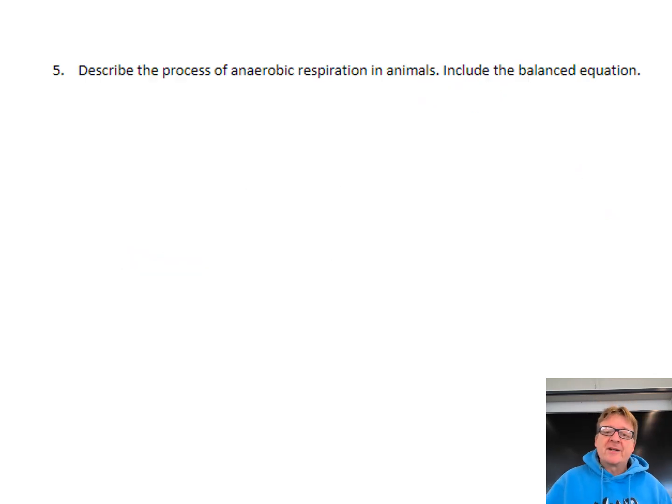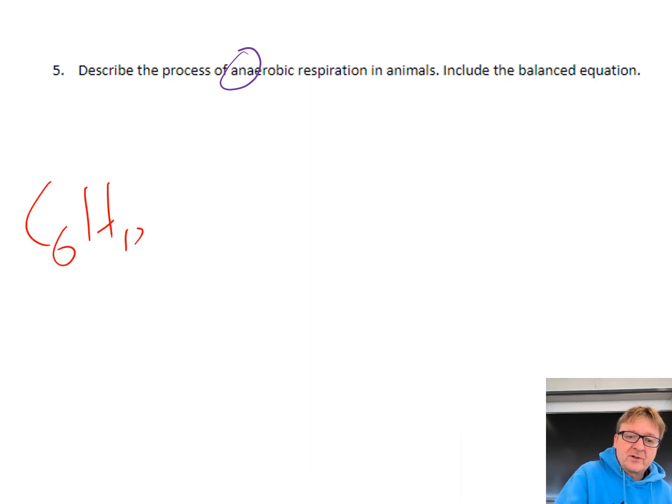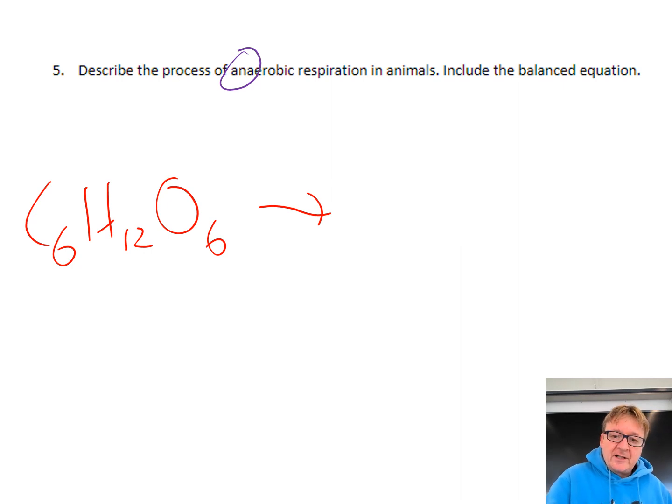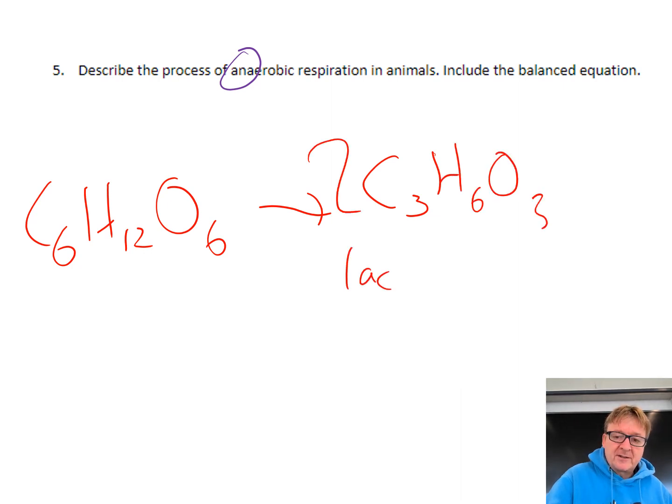Describe the process of anaerobic respiration. Anaerobic means there isn't enough oxygen. So this is then where you've got C6H12O6. What you're doing is breaking down the glucose, and it then becomes C3H6O3, and there's two of them. That is your lactic acid.